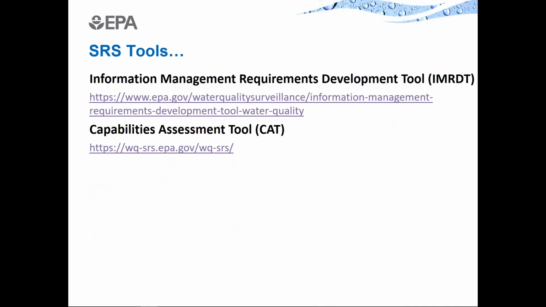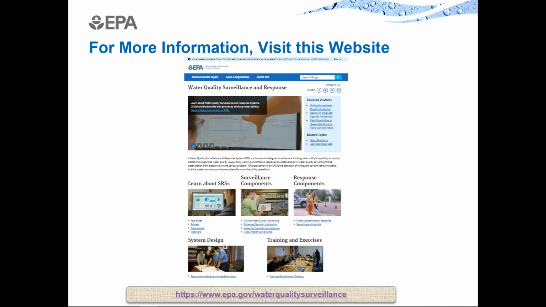And then the two tools that were discussed today, the Information Management Requirements Development Tool and the Capabilities Assessment Tool, are available on our website. Both can be accessed by visiting this web page, and you'll see that the resources we discussed today are mainly in the system design area of our website.